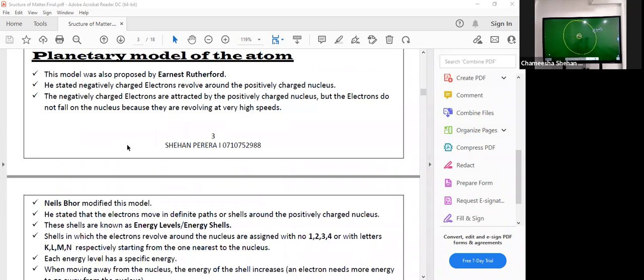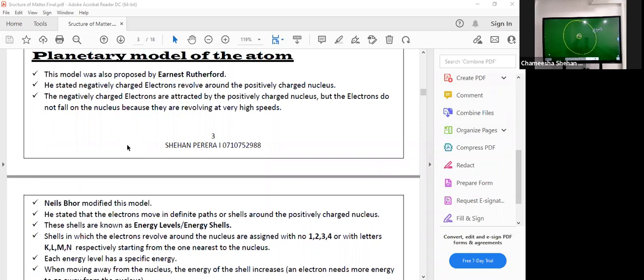So he felt, based on his experiments, that his early proposal, his early model, should be modified a little bit more. So he came up with another idea, but it has no vast differences compared to the previous model which was proposed by him. Slight changes were made and a few things were added. Okay, let's quickly go through this.